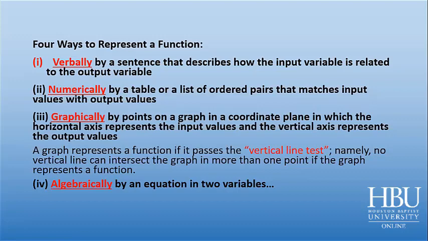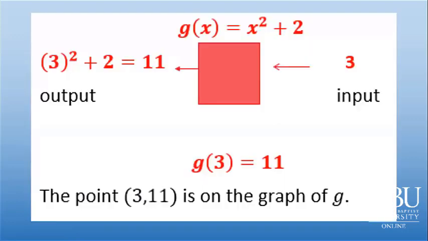A fourth way to represent functions is algebraically by an equation in 2 variables. Let's look at an example to familiarize yourself with function notation. This is read g of x equals x squared plus 2. Remember that the g here is not a variable multiplied by the x. No, g is the name of the function, and this equation is saying that for any input x that you put into the function g, the output will be the input squared plus 2.